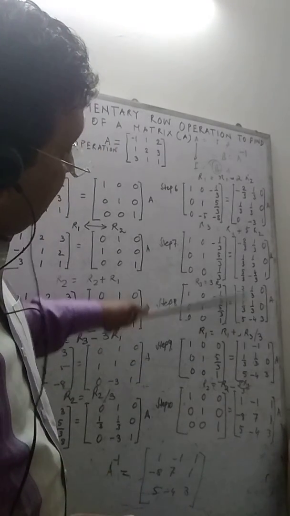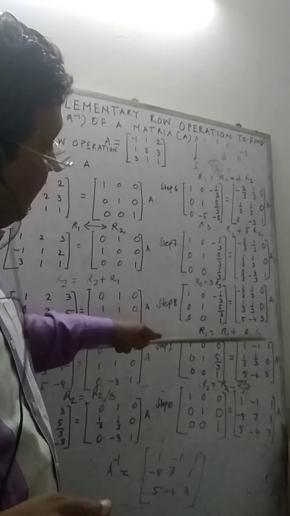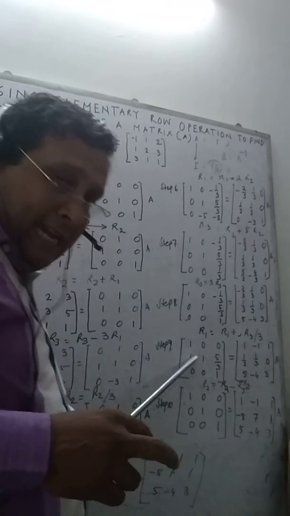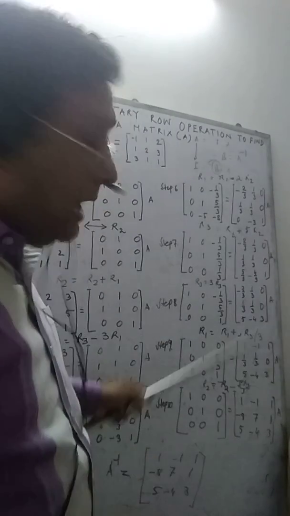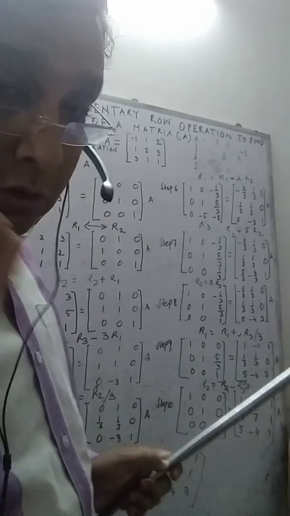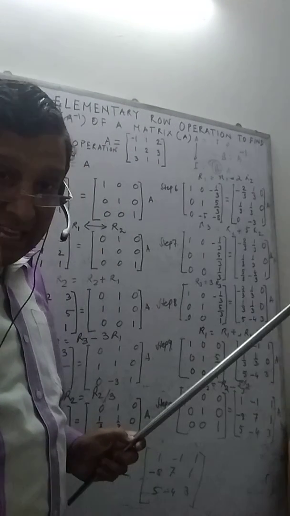Here 5 by 3 minus 2 by 3, I got 1. So naturally, whatever operations I do in the left hand side, the same operations I will do in the right hand side. This is the base, the basic thing that we have to follow on both sides.